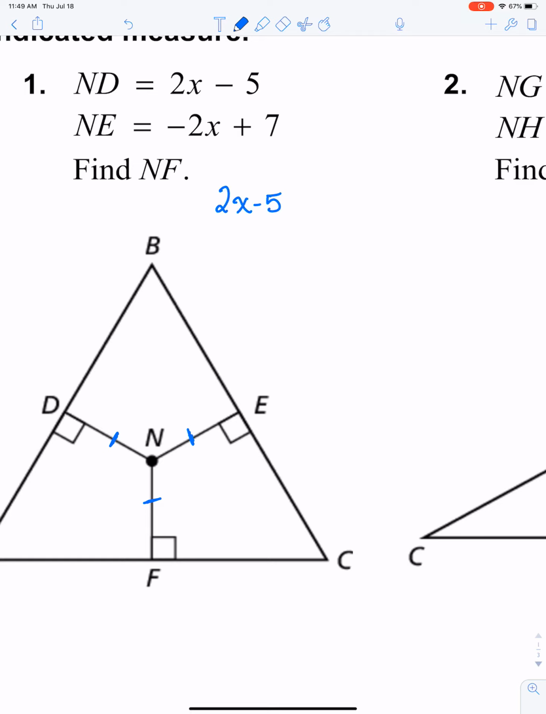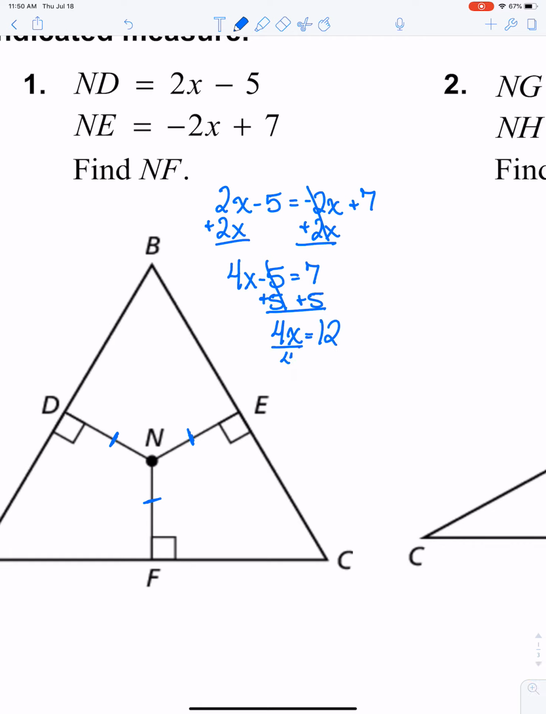2x minus 5 is equal to negative 2x plus 7. I would add 2x to both sides to get 4x minus 5 is equal to 7. Add 5 to both sides. You get 4x is equal to 12, and divide by 4. x is equal to 3. Okay, but I'm not done yet. I know what x is, but I need to find the length of NF.